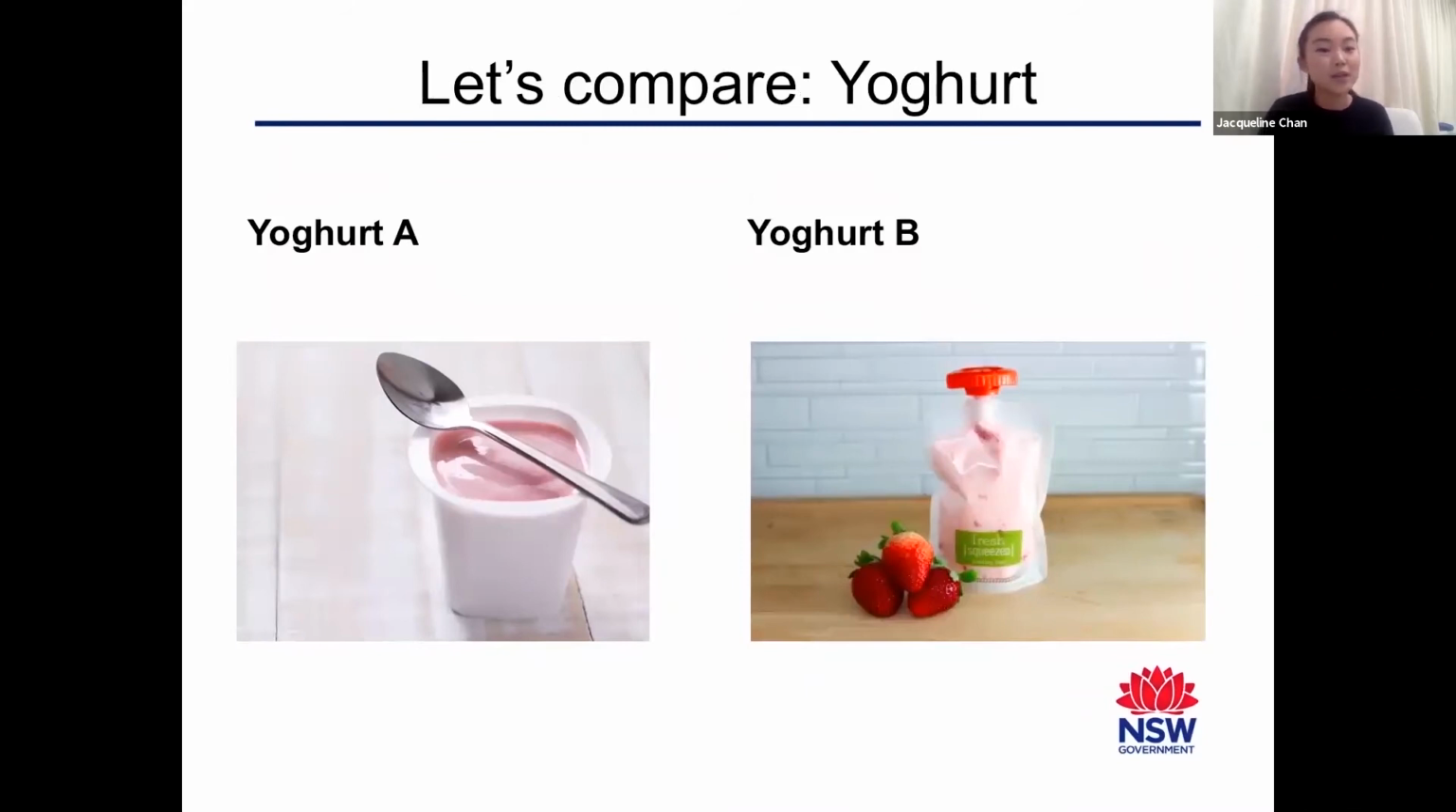We usually recommend adding your own fruit to plain yogurt, but it might not always be possible. If you're running out the door, grabbing a flavored yogurt might be more convenient. So let's compare 2 strawberry flavored yogurts. On the left, we have yogurt A. It's just a natural yogurt. And then on the right, we have yogurt B. This is a kid's yogurt and it comes in a very convenient pouch. Both claim to have real fruit and no artificial colors or flavors.